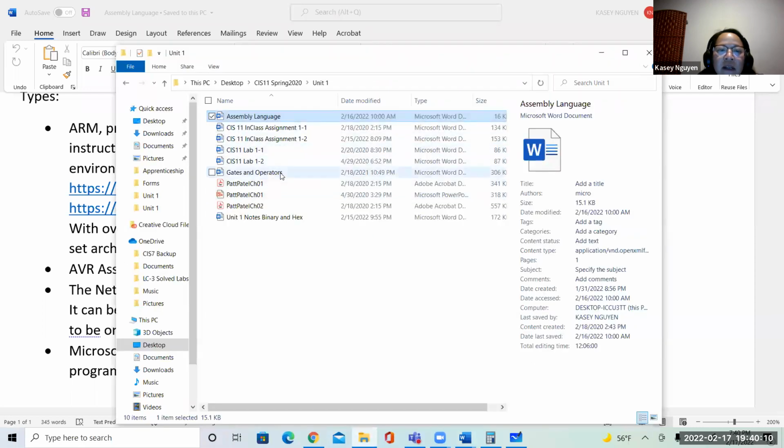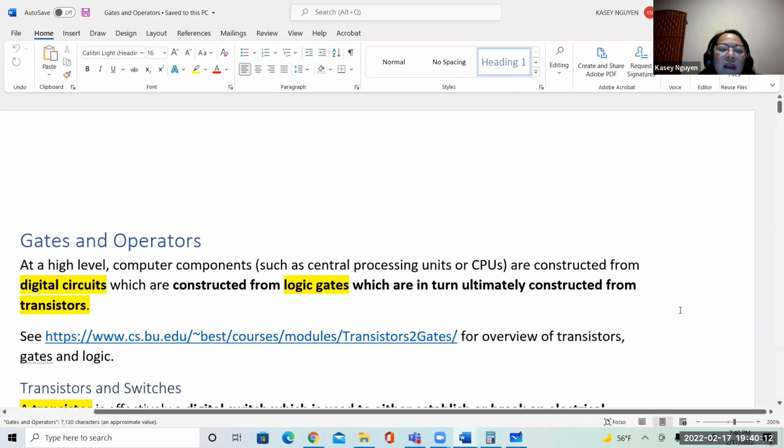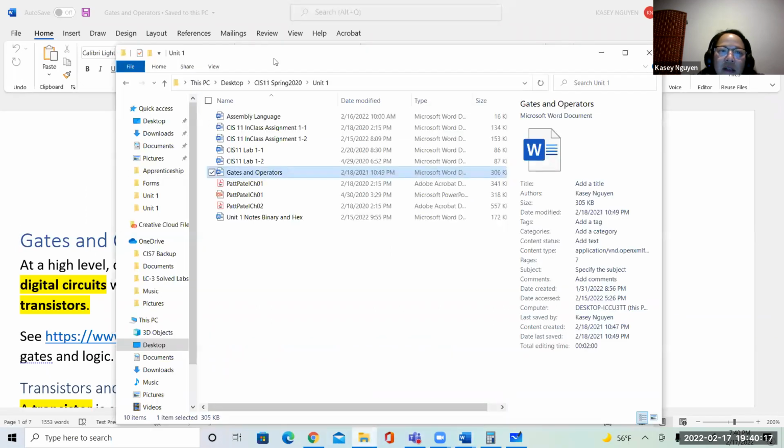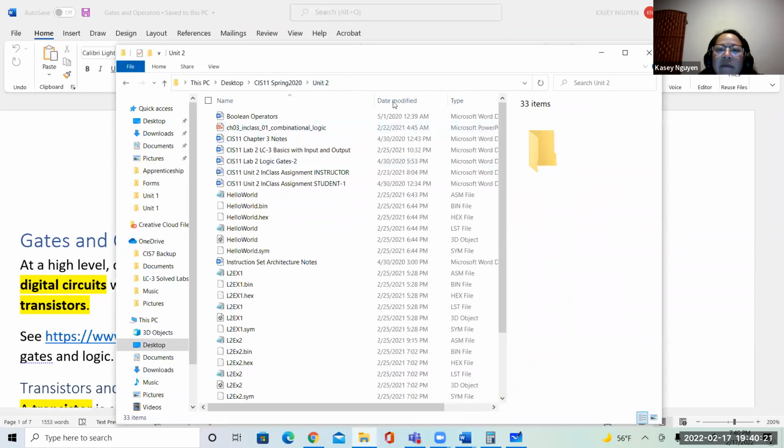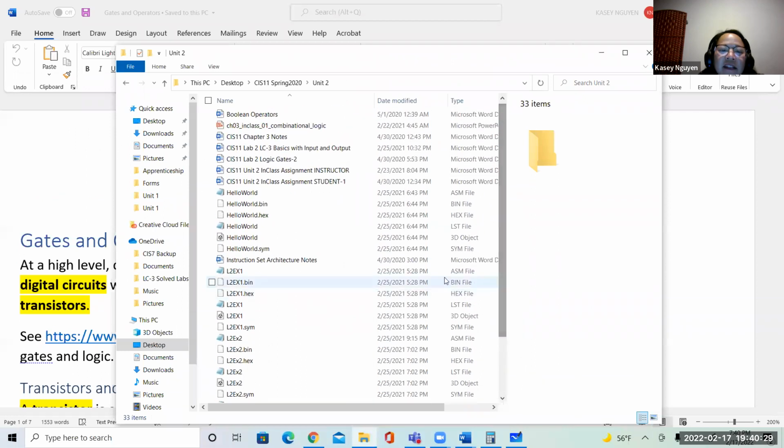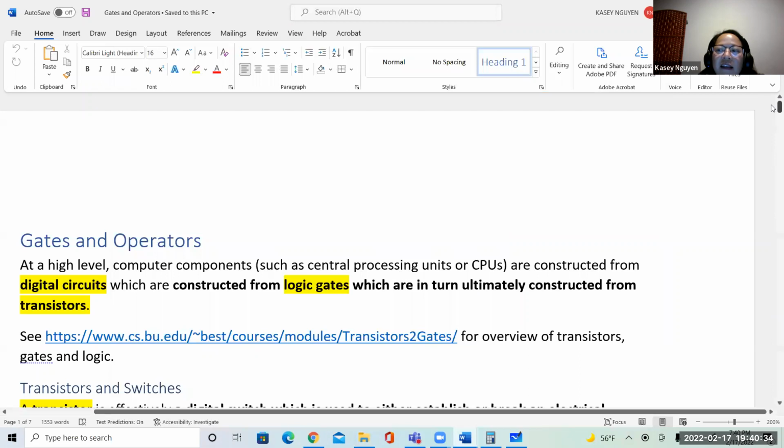So I wanted to, let me double check something. As you can see, I built this so next week we're going to do Hello World in assembly, and it's going to build all of these files, so you're going to see.